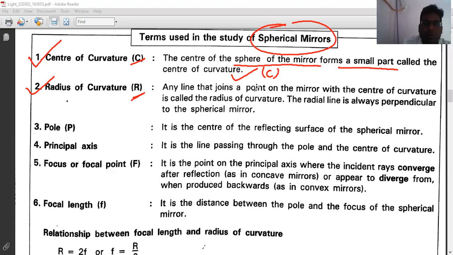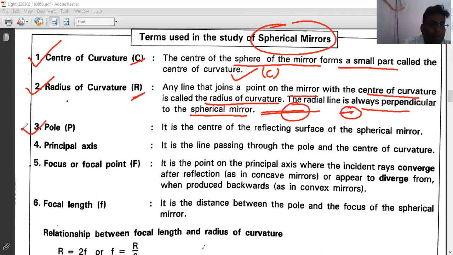So any line that joins a point on the mirror with the center of curvature is called the radius of curvature, right? And the radial line is always perpendicular to the spherical mirror. So your spherical mirror is like this, and this is called the radius of curvature, right? From the center to the circumference.